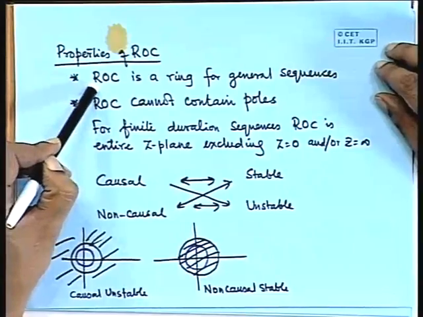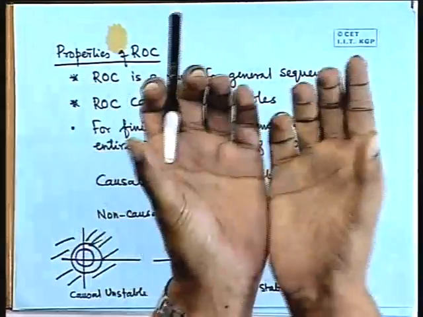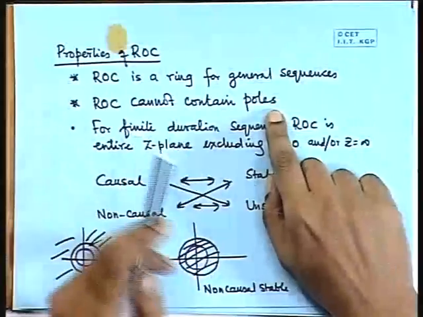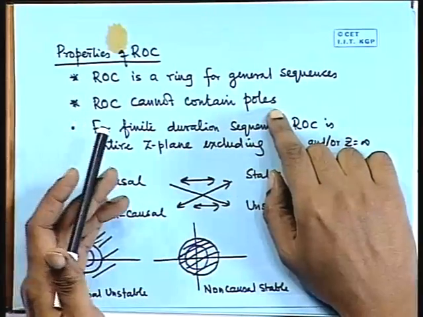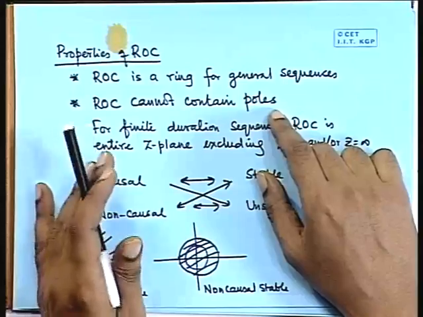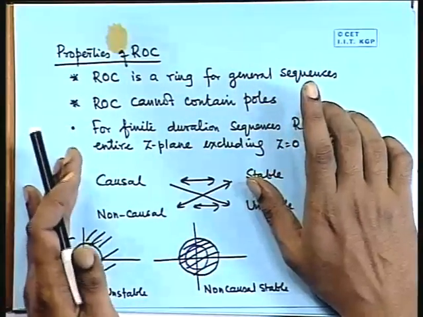So the basic properties are that generally the region of convergence is a ring, an annular region, as we have seen, and it cannot contain poles, of course, because in the region of convergence the value of X(z) is finite, and at poles the value of X(z) is infinite. So the region of convergence can never contain poles.